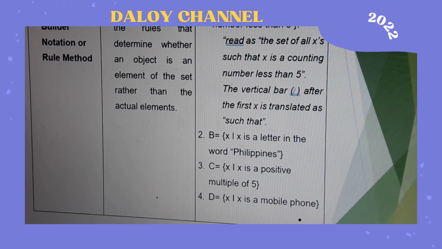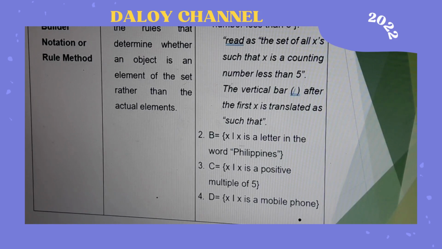We can translate it through set builder notation in the form of open brace, x such that x is a counting number less than 5. It can be read as the set of all x such that x is a counting number less than 5. The vertical bar after the first x is translated as "such that".